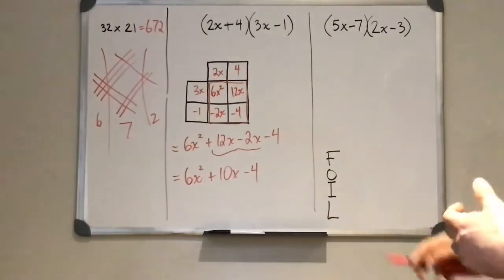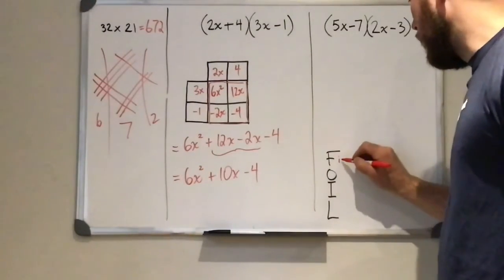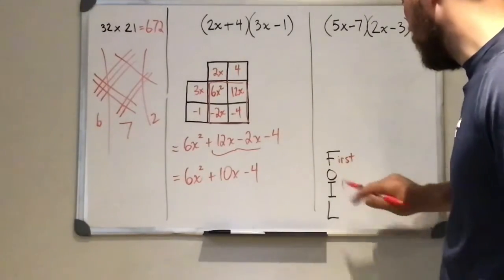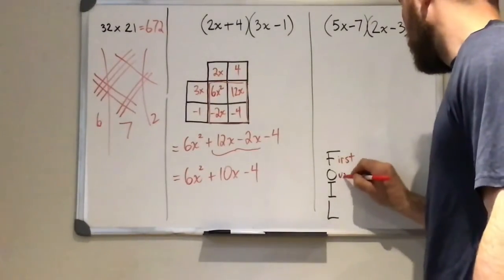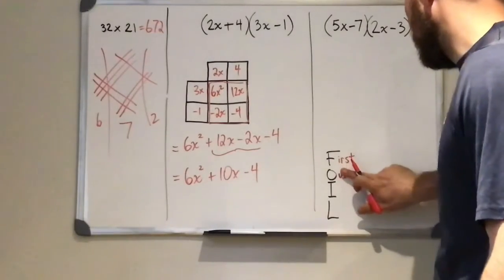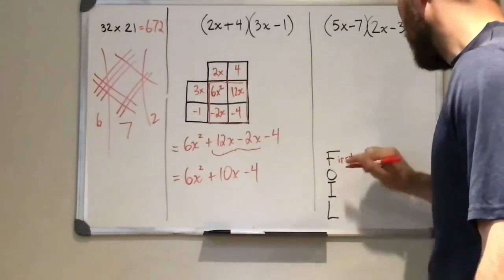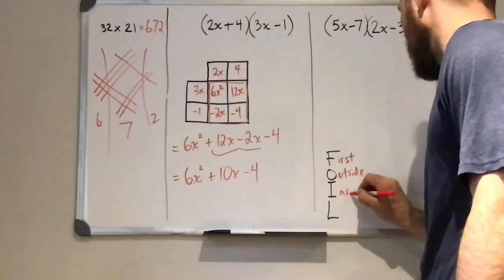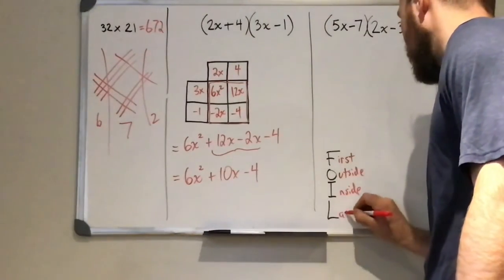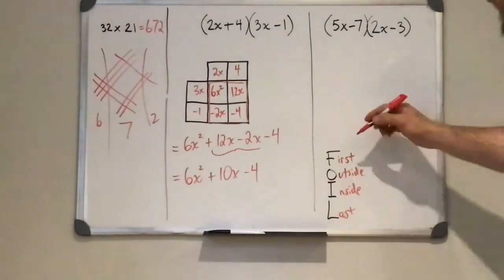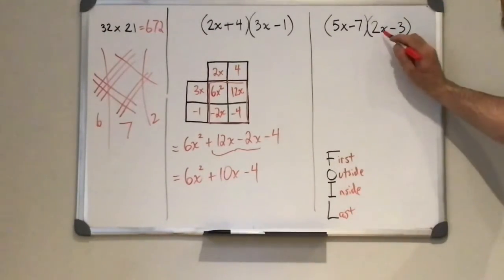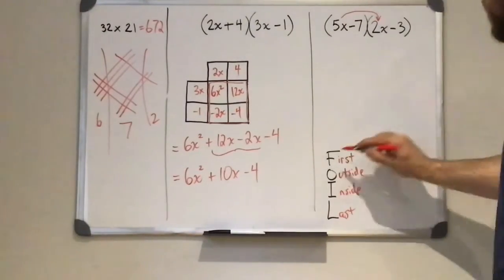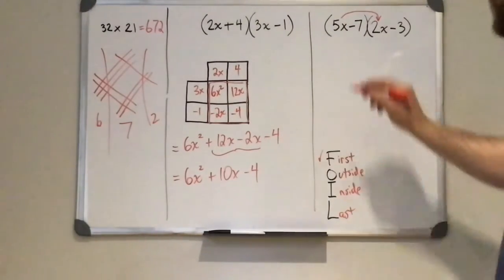So this is the FOIL method. And FOIL stands for first. Well, we don't need 2 O's. Out. Yeah, I gotta learn how to spell. Outside, inside, and last. So what that means is we're going to multiply the first term in each of the brackets.